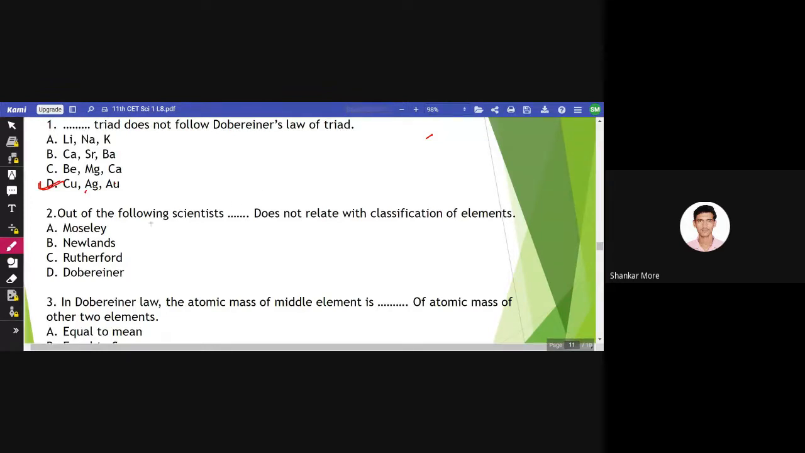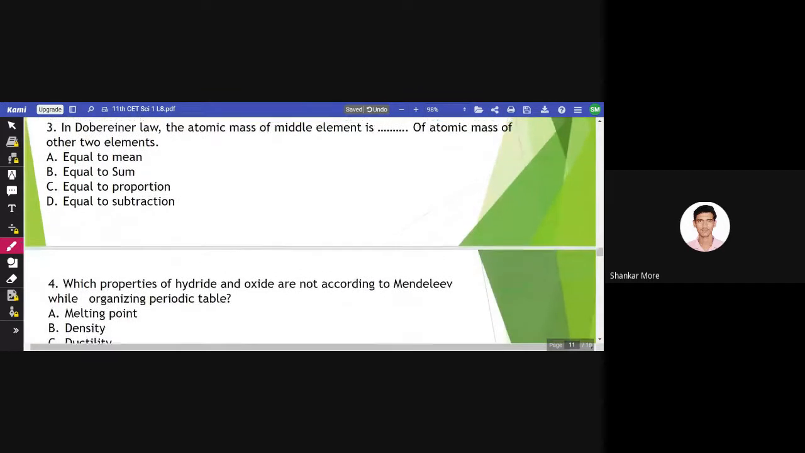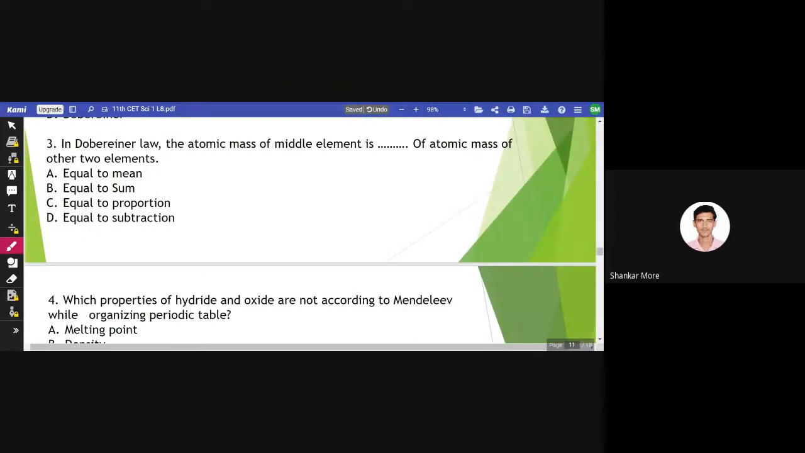Okay, so Rutherford is the correct answer. Okay, next one. Option B also has Ca. How? It is possible, na? It is possible. If you can see, let me just show you.